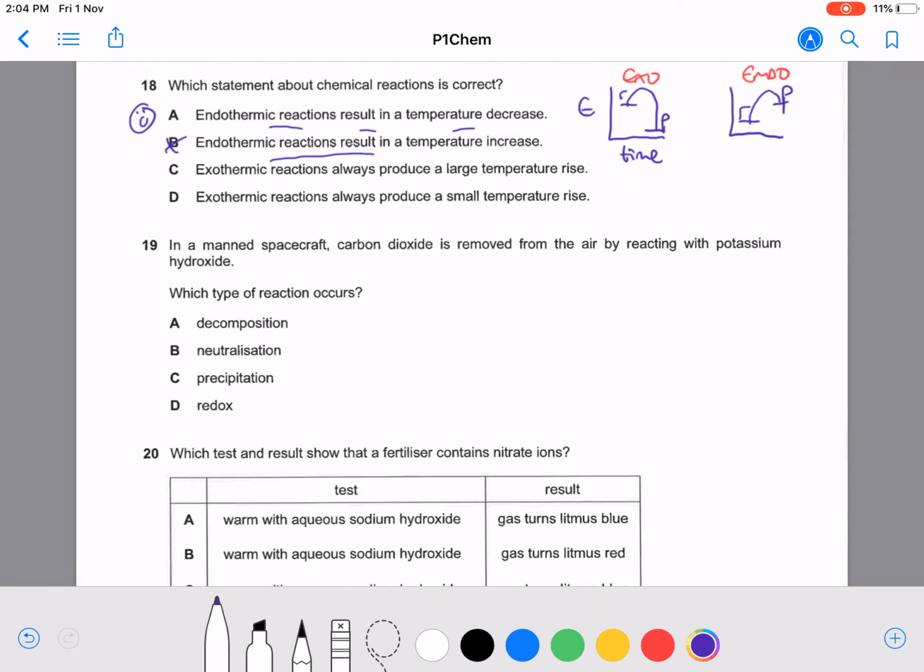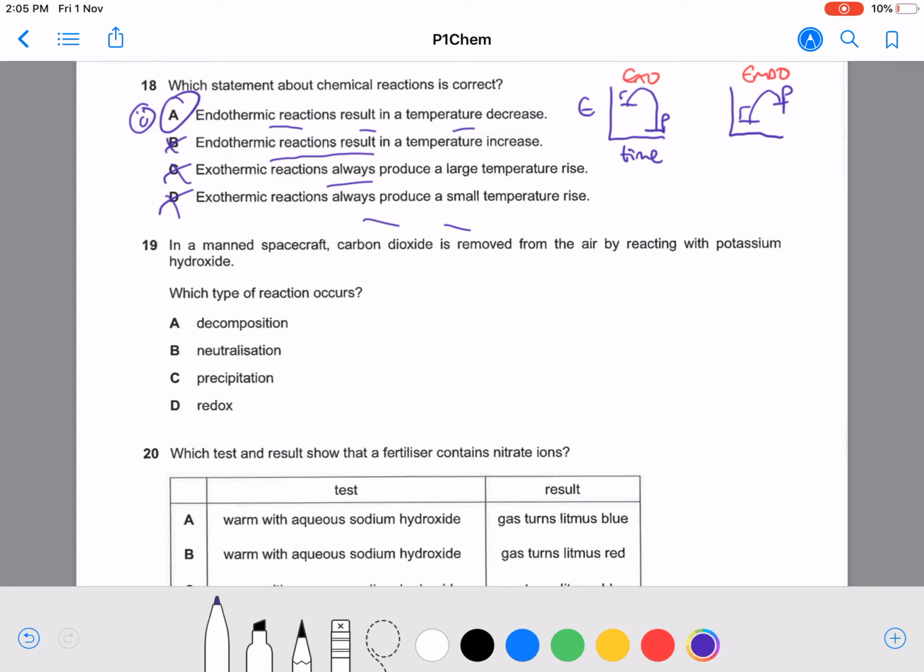Exothermic reactions always produce a large temperature rise. They don't always produce a large temperature rise, sometimes it's a small temperature rise, so that's incorrect. And exothermic reactions always produce a small temperature rise, no, it's just as silly as the last one. We were correct, the answer is A.